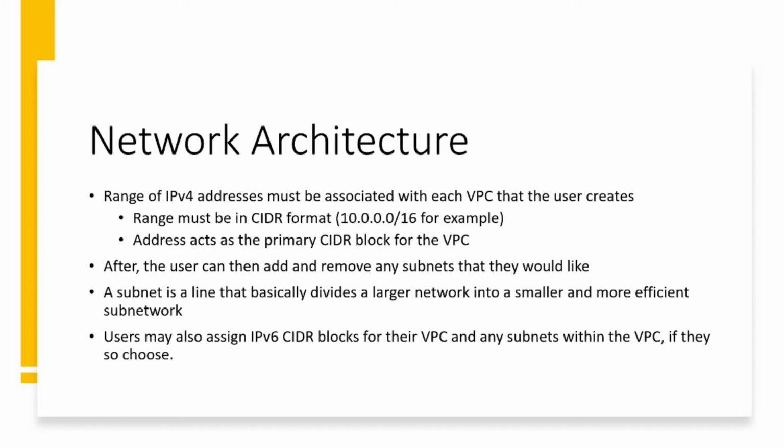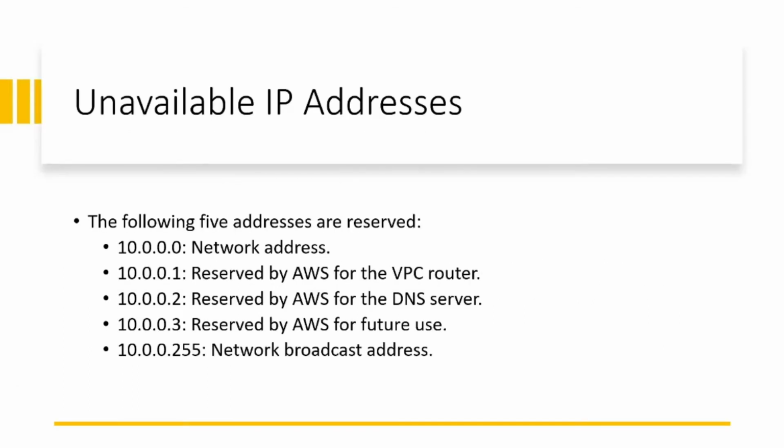Users may also assign IPv6 CIDR blocks for their VPCs and any subnets in their VPC if they so choose. So if you don't want to use IPv4, you can use IPv6 anyways. It'll translate when it goes through the gateway, and you can also set that up.